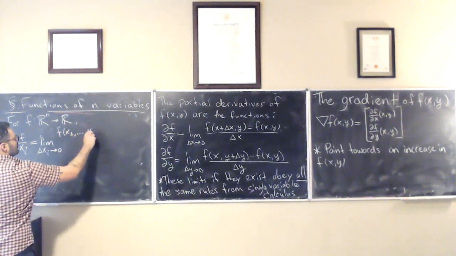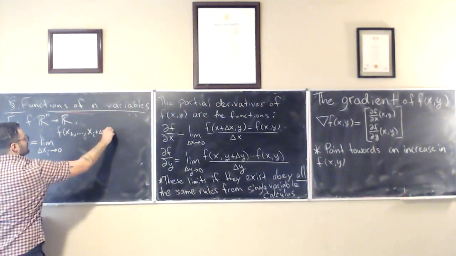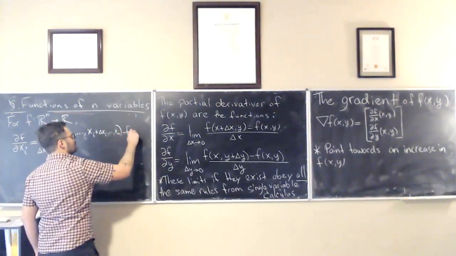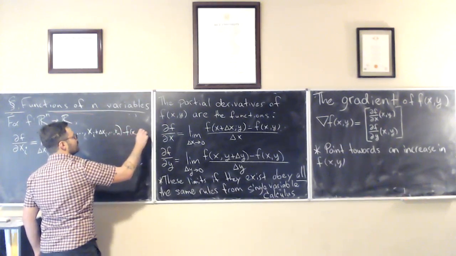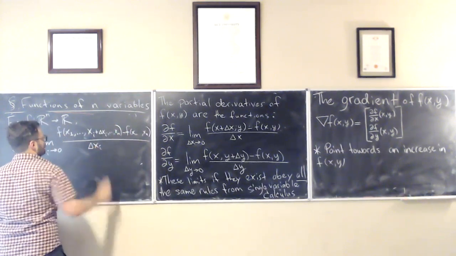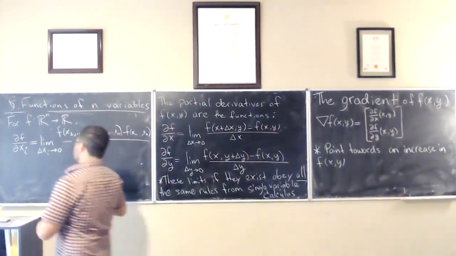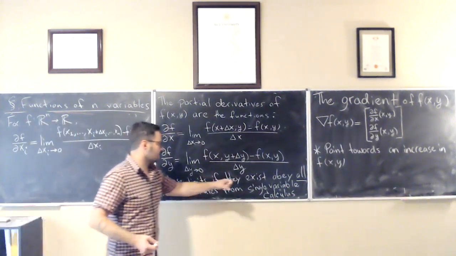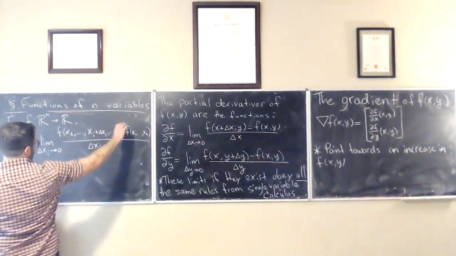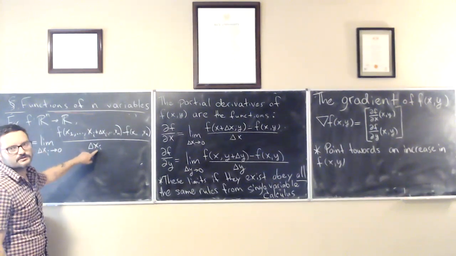f of (x1, ..., xi plus delta xi, ..., xn) minus f of (x1, ..., xn), all over delta xi. It's the same idea. It's a messy formula, but again, the partial derivatives obey all of the things from single variable calculus. So all this is saying is fix every other variable and then take the derivative of your function with respect to that entry, xi.